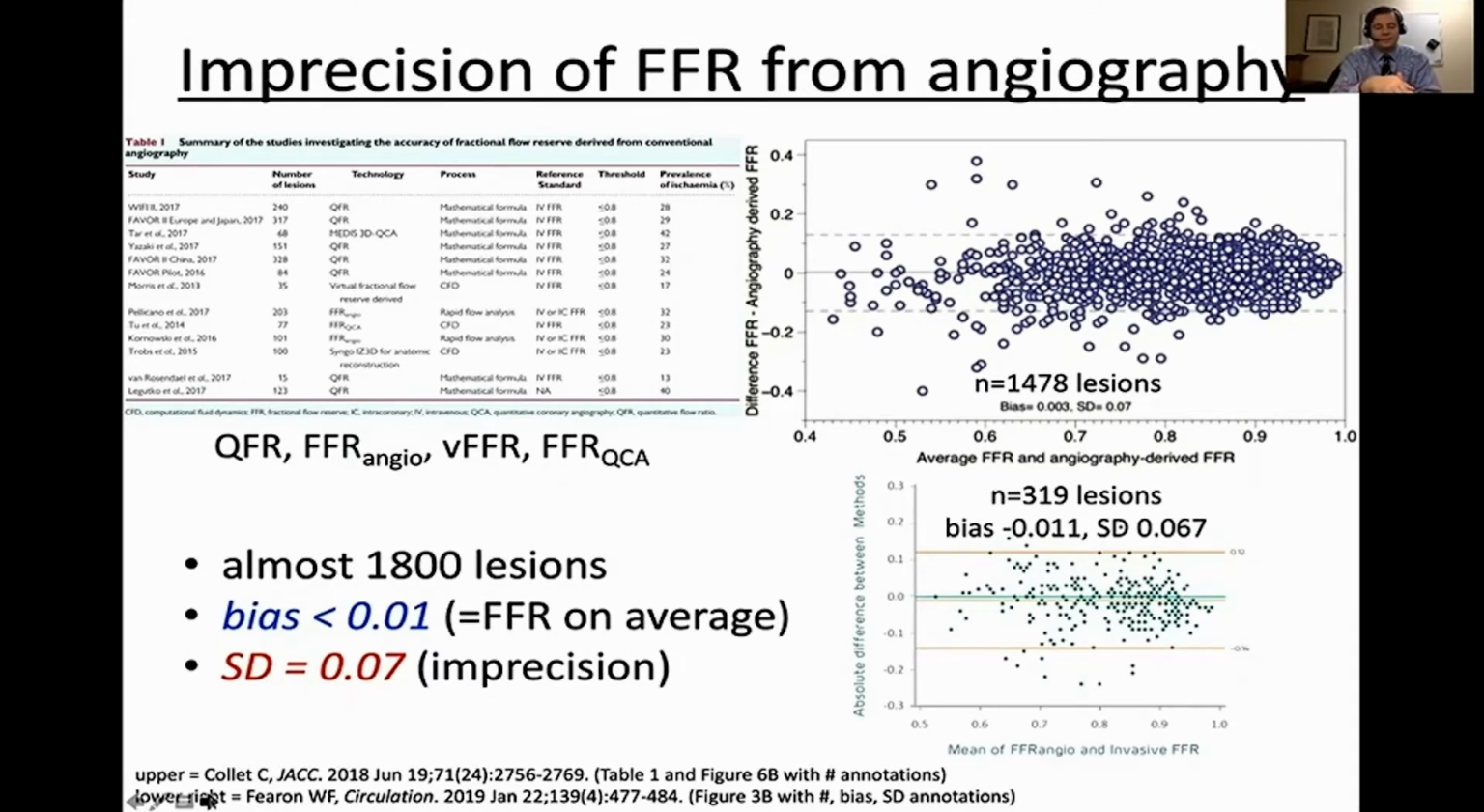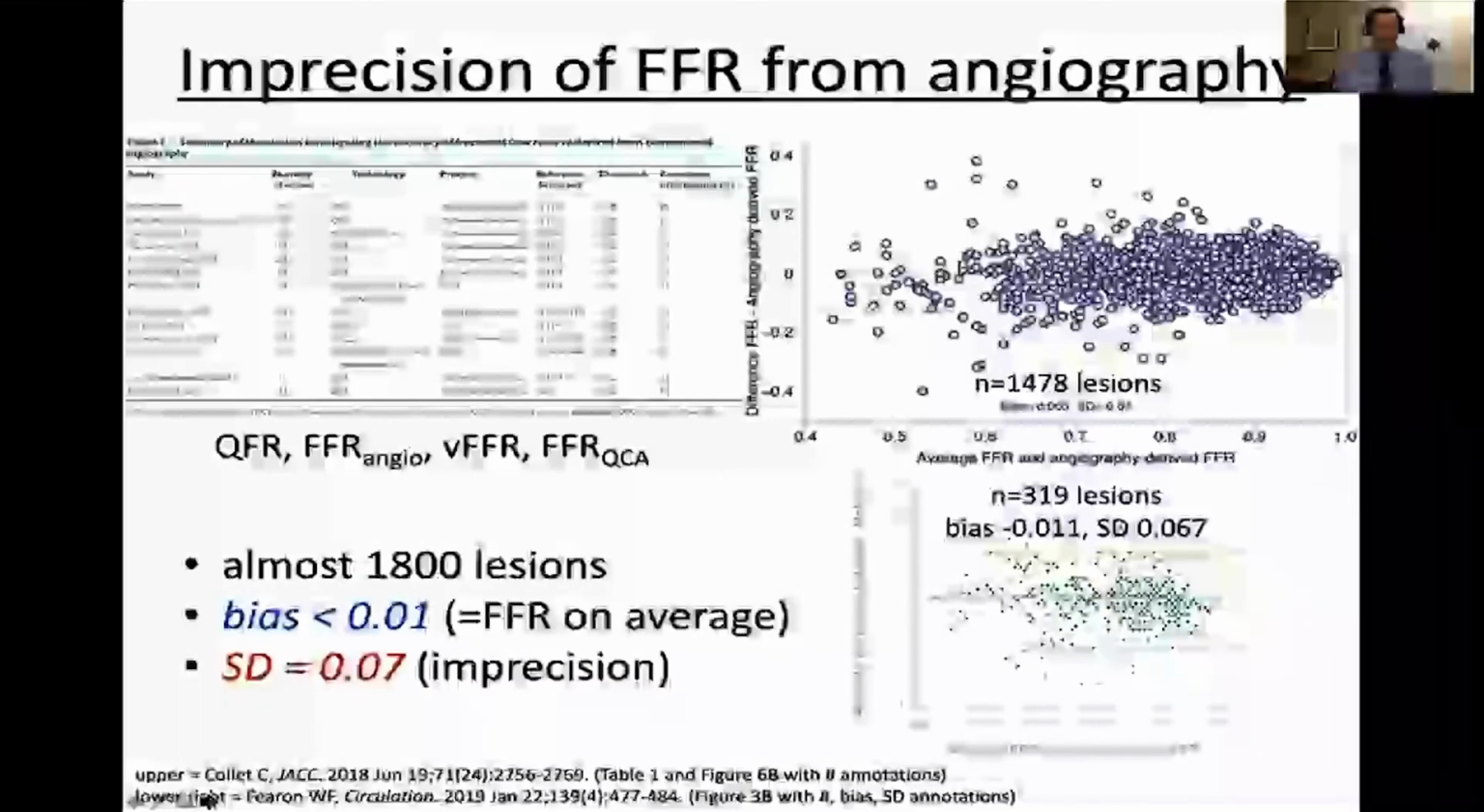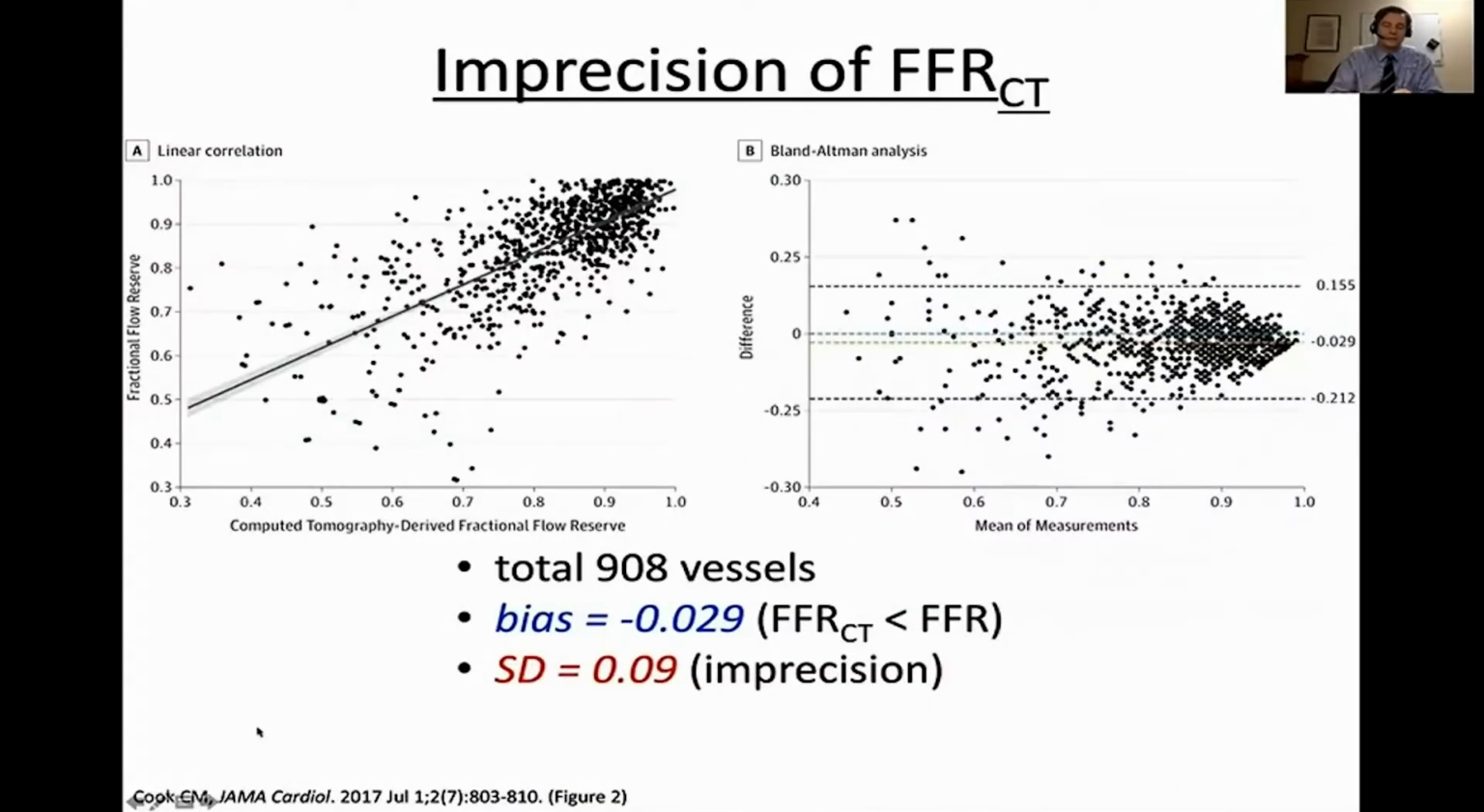And this is a nice paper that came out a couple of years ago where it took almost 2,000 lesions. You can see the numbers over there, quite large, from a whole different number of vendors. It turns out that the vendors largely all have the same imprecision. And what that means is that there's no bias. The two values on average are equal to FFR, but that there's this scatter, and that scatter, again, quantified by the standard deviation, in this case 0.07, so larger than what we get for invasive FFR. And it's also a little bit larger than if we go and look at FFRct.